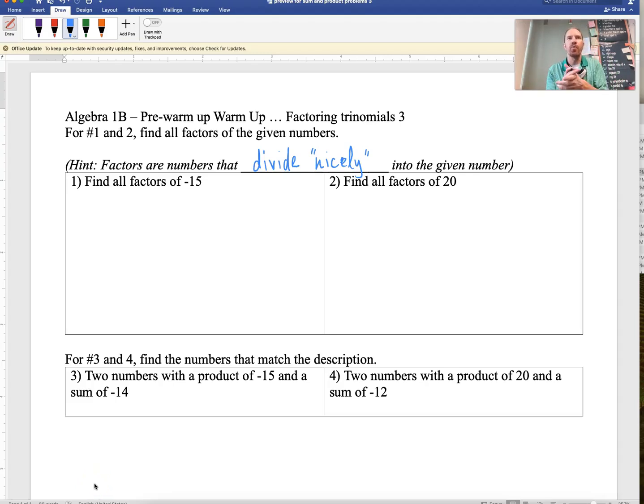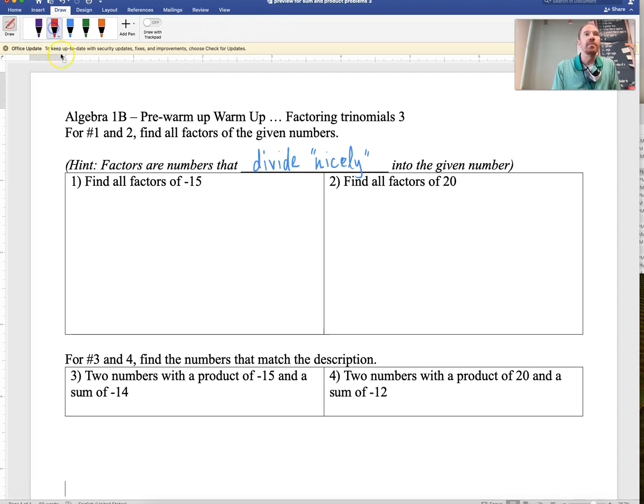We're doing our warm-up number 3, just to practice something that's going to come up later in topic 3 when we do something called factoring trinomials. So just a reminder that when we were looking for these things we call factors, factors are numbers that divide nicely into another number, into a given number.